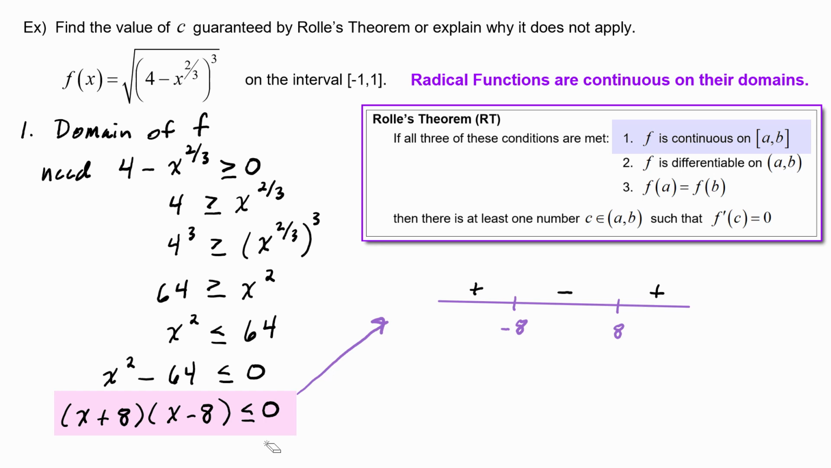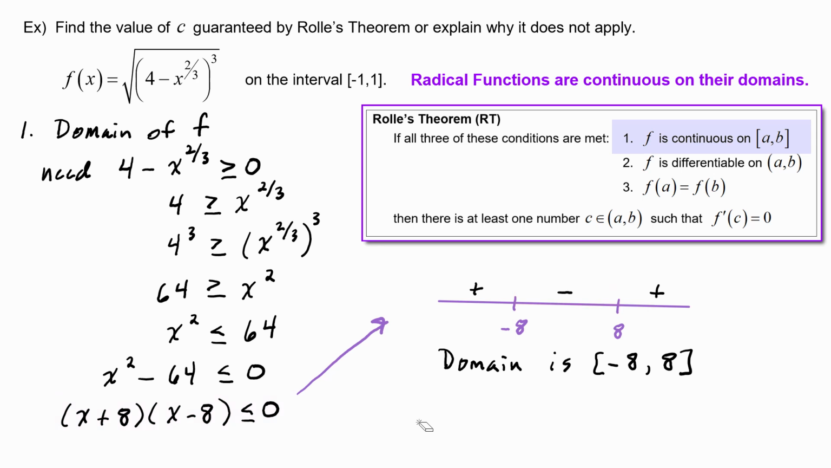Now the domain will be whenever this inequality is true. And this inequality has to be less than or equal to 0. So that's going to be true on this interval. And because this is a less than or equal to, it's going to include the endpoints of -8 and 8. So the domain is from -8 to +8.